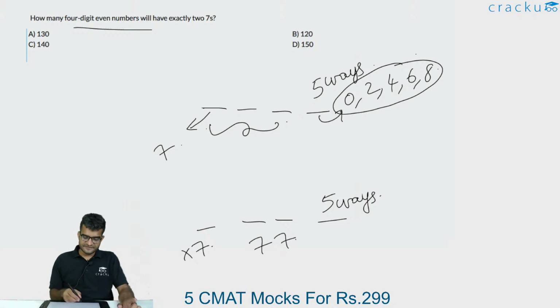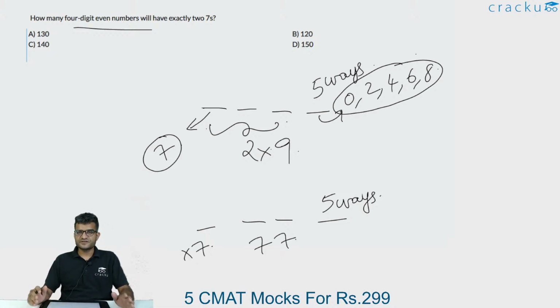In the first case, if 7 is the first digit, then we need exactly one of the second and third digit to be 7. Which one it is, whether it is the second digit or the third digit, can be chosen in 2 ways. Once we have chosen that, the remaining digit can be selected in exactly 9 ways. That can be any digit which is not equal to 7, because 7 has to come exactly 2 times. So the total number of numbers possible in this case is 2 into 9 into 5, which is equal to 90.